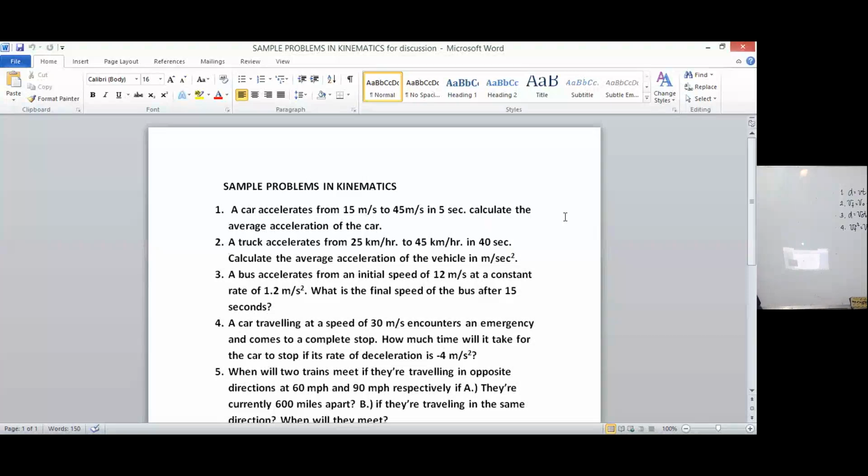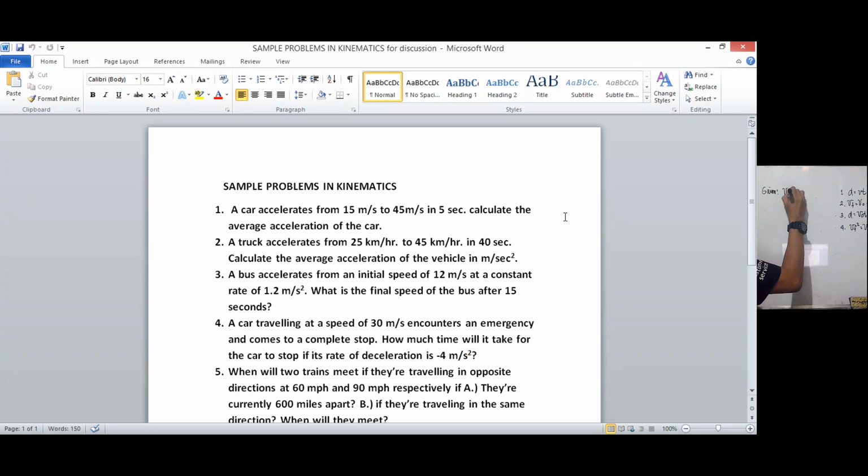Okay. Second problem. A truck accelerates from 25 kilometers per hour to 45 kilometers per hour in 40 seconds. Calculate the average acceleration of the vehicle in meter per second squared. So, meron tayong unit analysis, no? The given is in kilometer per hour, but we're looking for the acceleration in meter per second squared. So, wait, I'll write the given first. Make sure, hopefully it will fit.